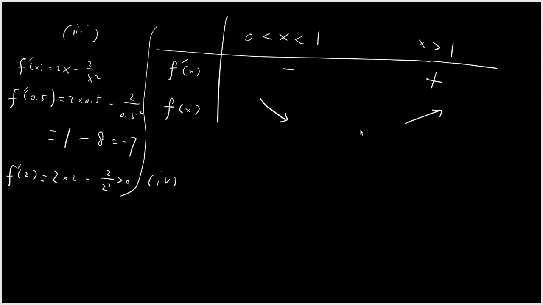So at this point you can say the given function f of x has the absolute minimum. Again, I'm looking for 2 numbers. One number is the location of the minimum. The location is 1, right?